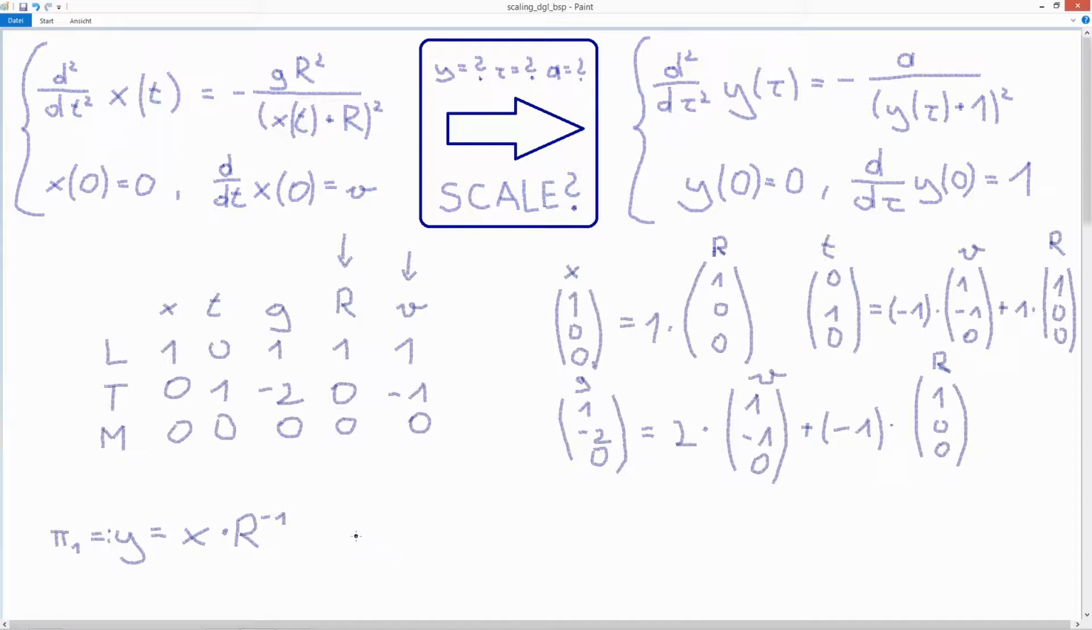The second pi factor, pi2, which we will call tau, is equal to t times v to the power of 1 times r to the power of minus 1.